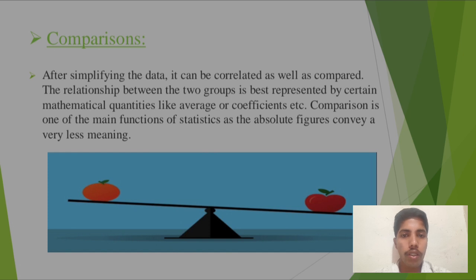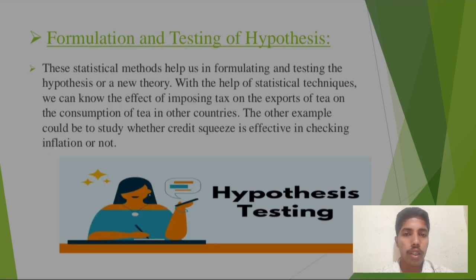Next point is comparison. After simplifying, the data can be corrected as well as compared. The relationship between two groups is best represented by certain mathematical quantities like average or coefficient, etc. Comparison is one of the main functions of statistics, as absolute figures convey very little meaning.